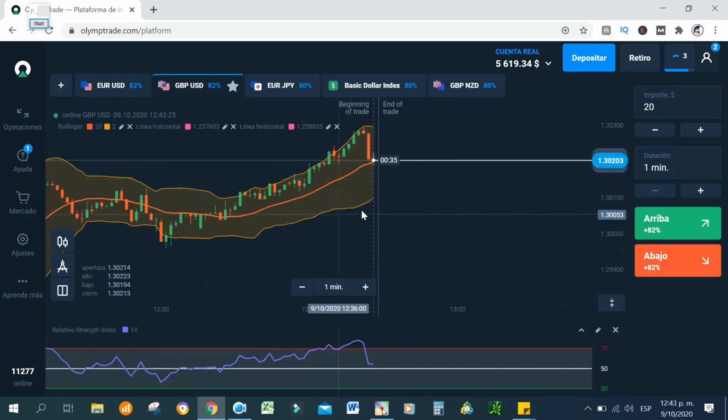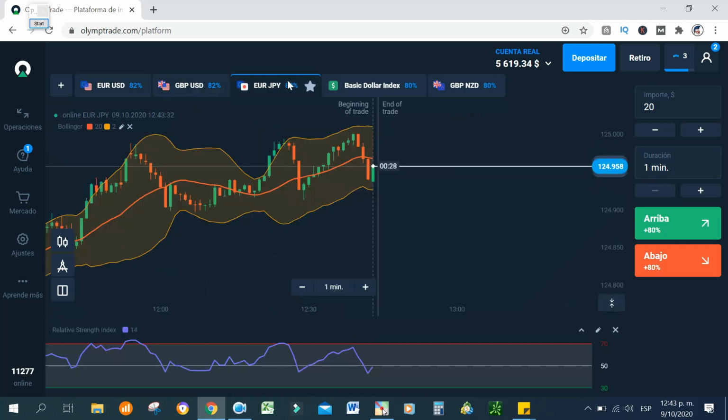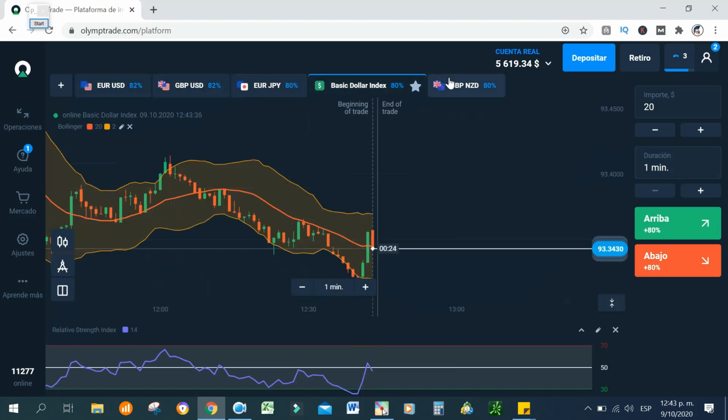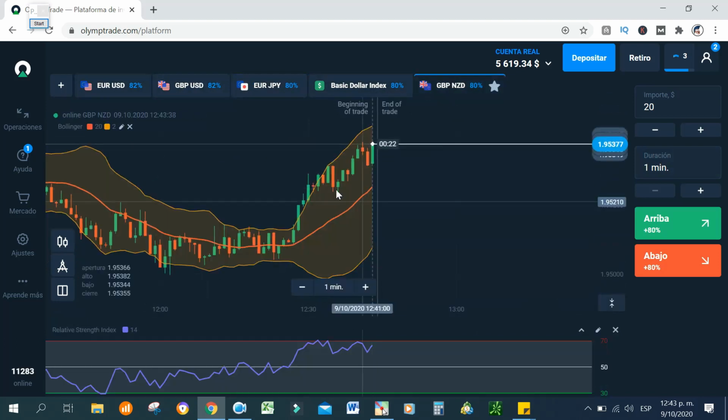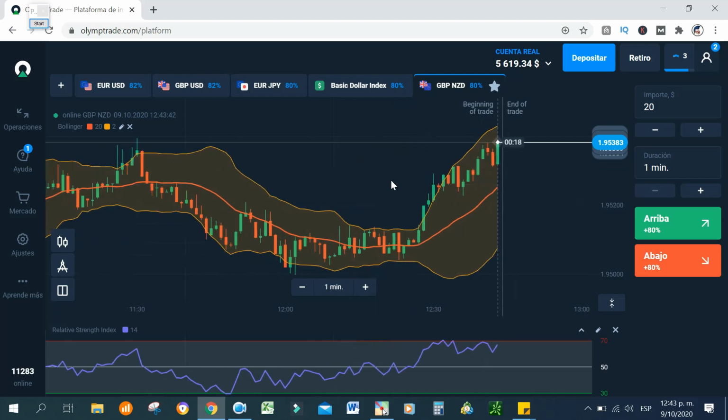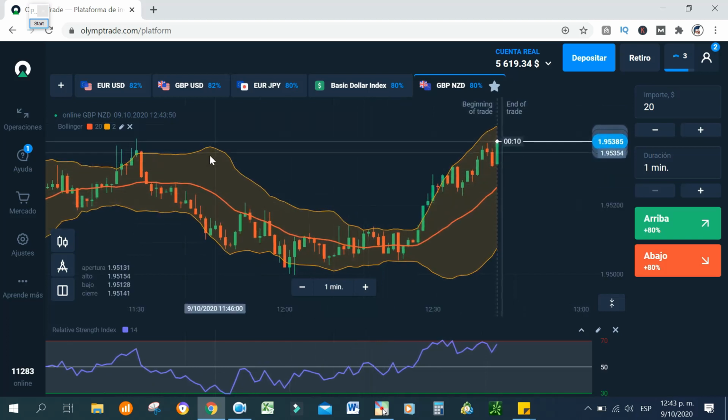Okay, let's see if we can have another opportunity. It seems we have another opportunity here just before that. Okay, let's keep watching these pairs. Something else I want to share with you is that this trading strategy works better in a range market.